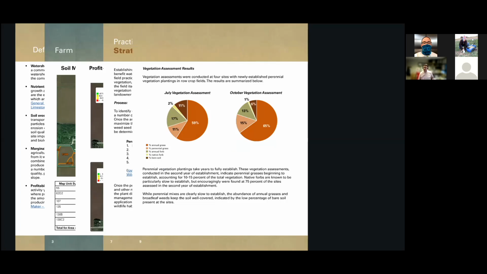With this case study in particular, because of the North Central SARE project, myself and Adam Janke jumped out and did vegetation assessments. We did July and October vegetation assessments.